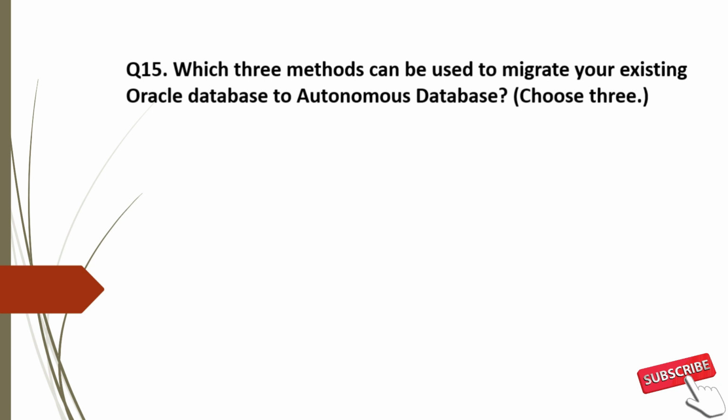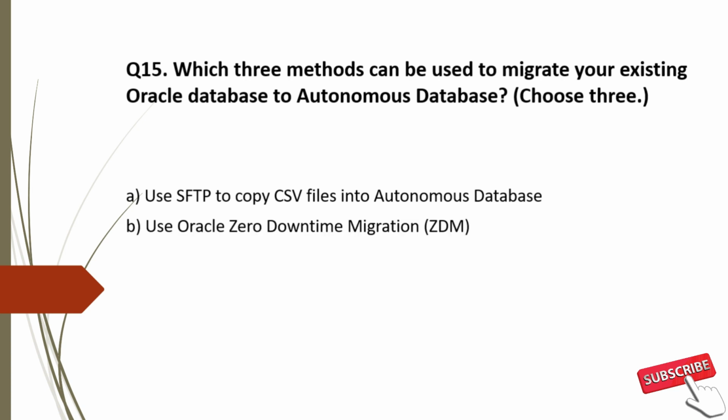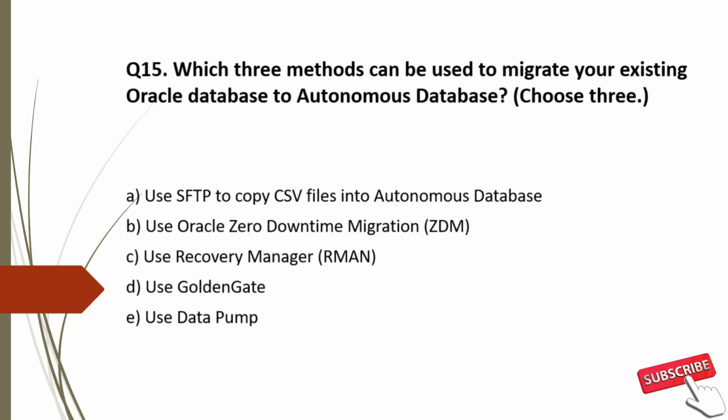Question 15. Which three methods can be used to migrate your existing Oracle database to autonomous database? And the options are A, use SFTP to copy CSV files into autonomous database. B, use Oracle Zero Downtime Migration. C, use Recovery Manager. D, use Golden Gate. And E, use Data Pump.